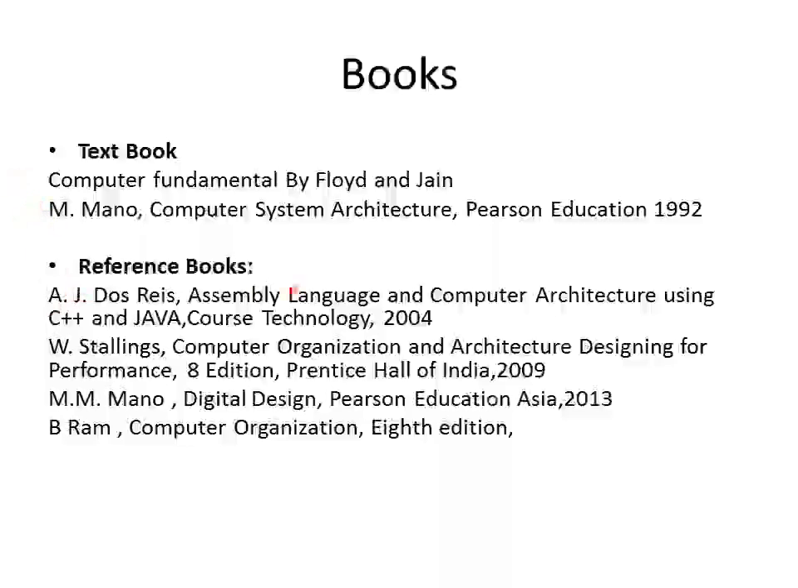There are some reference books, for example, William Stallings, Computer Organization and Architecture, Morris Mano, Digital Design, B. Ram, Computer Organization. Another book is Assembly Language and Computer Architecture using C++ and Java. It is basically for assembly language programming.